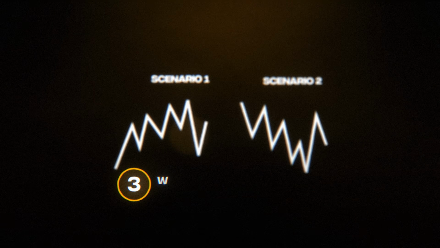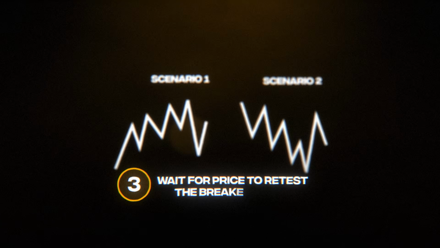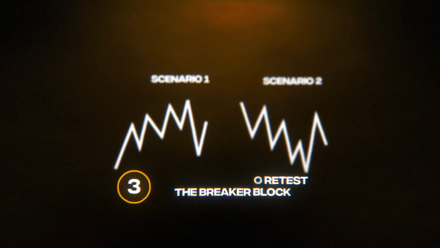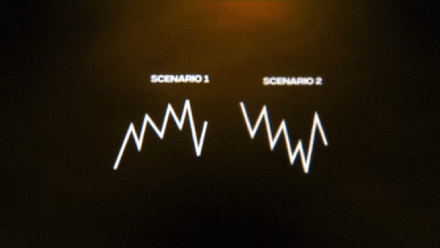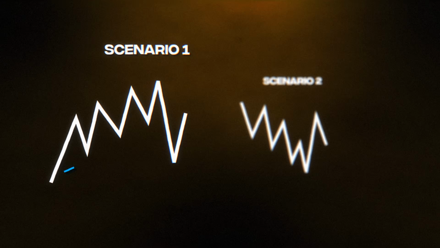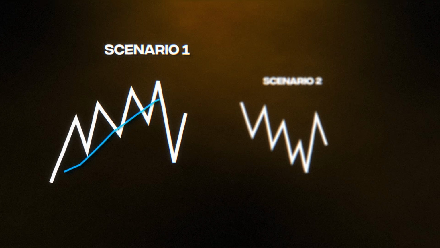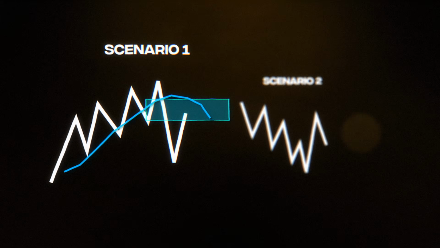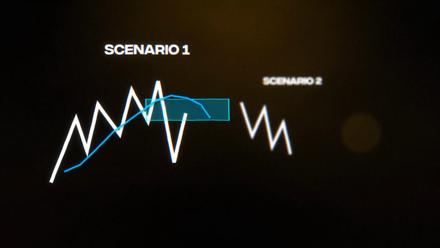Step 3. Wait for the price to retest the breaker block. There are 2 scenarios that you need to take note of. Scenario number 1, when looking for a sell in an uptrend, ensure that price is below the simple moving average during the retest of the breaker block. This is important as a confluence to have, as the moving average acts as a resistance for price to continue lower.